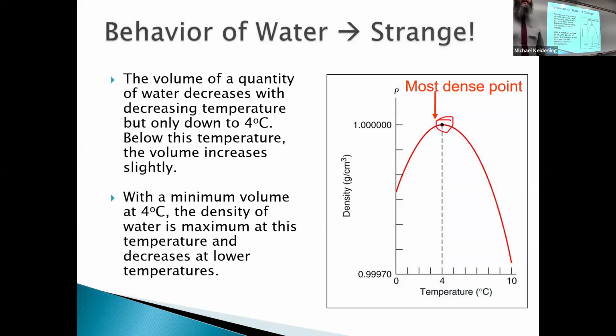So the thing about water is that it reaches its most dense point as a liquid at around 4 degrees Celsius, and below this temperature, the volume increases slightly. And then when it converts to ice, the volume increases by about 9%. So the minimum volume is at 4 degrees Celsius. The density of water is maximum at this temperature and decreases at lower temperatures.